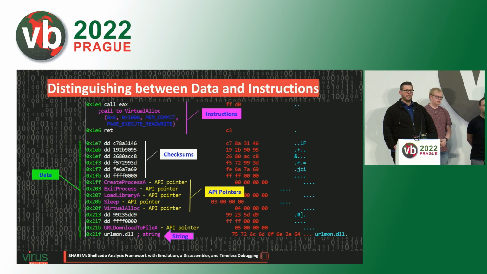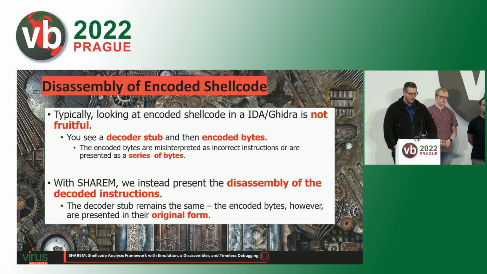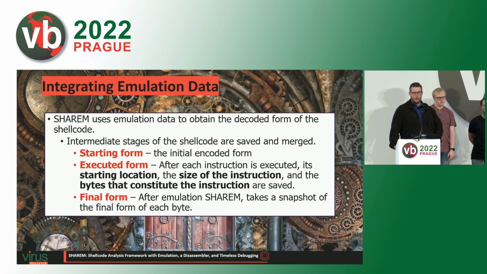If you were to view this in another disassembler, you would just see a series of bytes being misinterpreted as instructions, which they're not, so it'd be gibberish instructions. Now, one thing that SHAREM does, of course, is it tries to display the encoded shellcode as if it were decrypted. How do we do that?